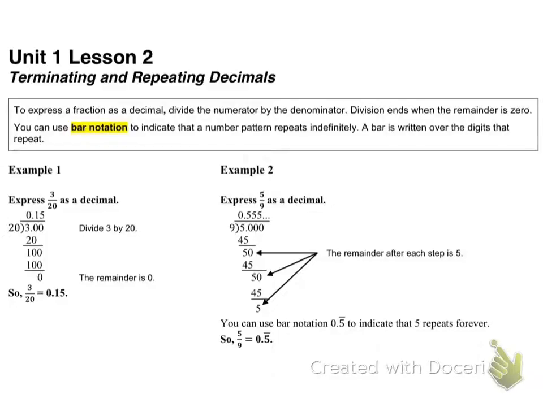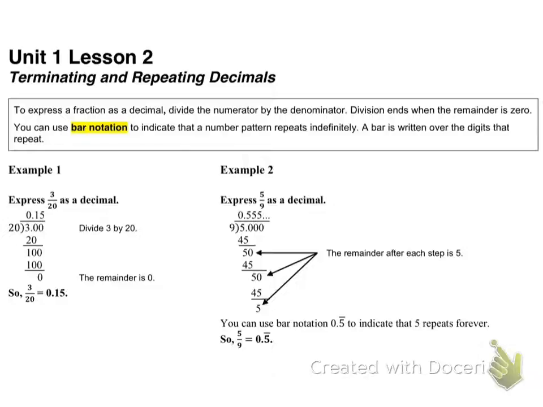Hey, in Unit 1, Lesson 2, we're looking at terminating and repeating decimals. So let's just think about what terminating and repeating mean. If you think about terminating, if you're familiar with the movie The Terminator, think about what he does. He kills people. He stops them. That's what terminating decimals do. They stop. And then repeating decimals do exactly what it sounds like.